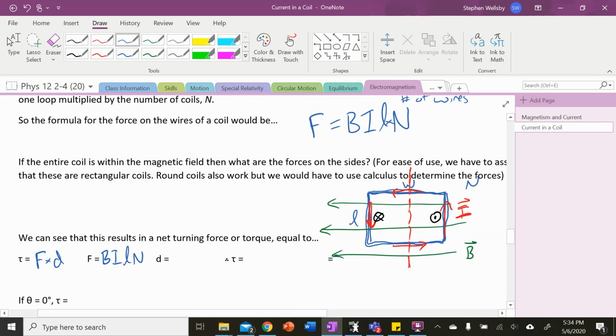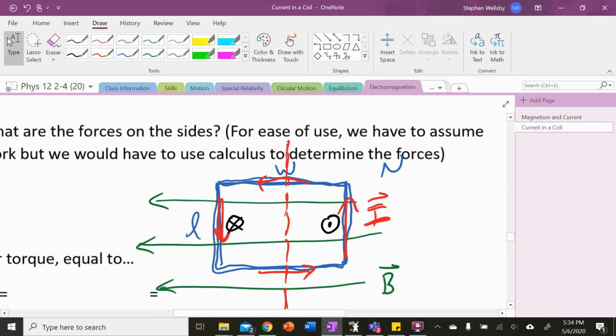Now, what about our distance? So if we want to figure out the force times the distance, well, what is the distance? Well, the distance is going to be W over 2, but I'm going to add something here, which is cos theta. Now, what exactly is this cos theta? So if we take a look at this picture right here, we can see that this coil is going to go into the page, and this coil here on the right-hand side is going to come out of the page.